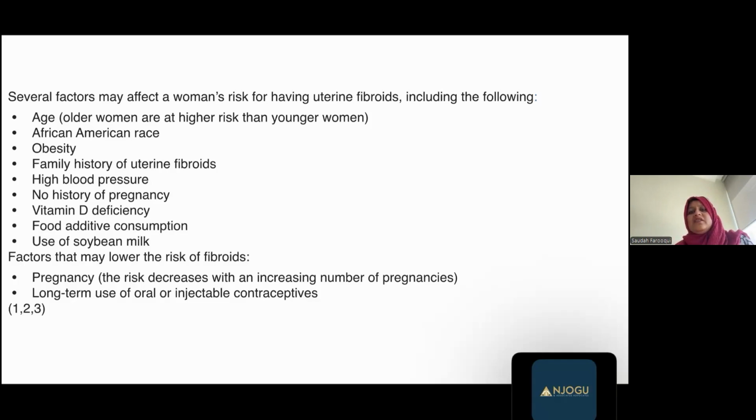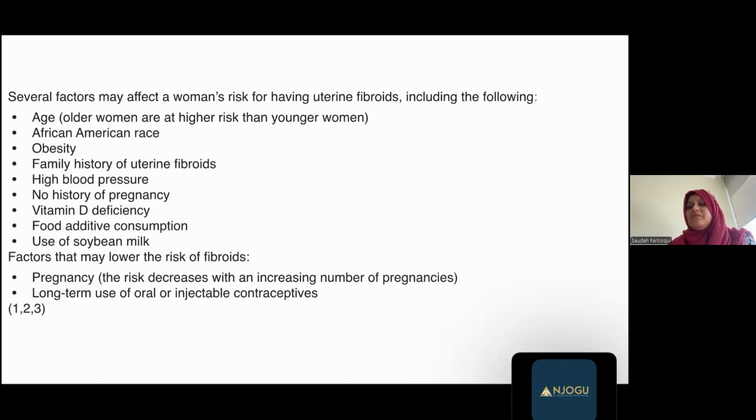Factors that may lower the risk of fibroids: pregnancy, the risk decreases with an increasing number of pregnancies. However, disclaimer on that, there were a couple of studies that showed that in pregnancy, a third of patients will have their fibroids increasing, while the majority will have the fibroids remaining at the same size.